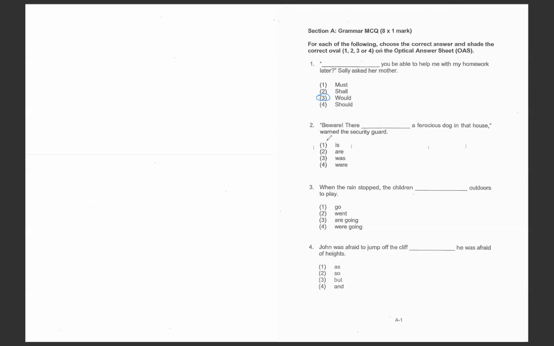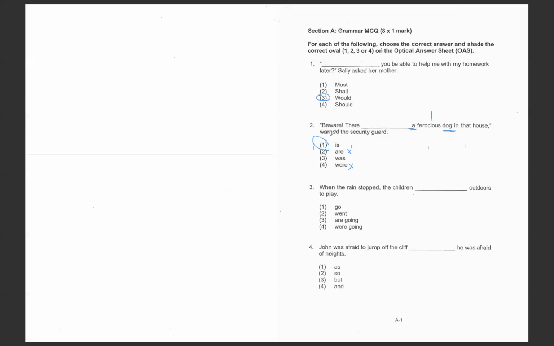Okay, moving on. Question 2, the answer is 1. Now, why is it is? There is a ferocious dog. I want to highlight the word dog. So there's only one dog in that house. So one dog, it's a single. So you don't want to use are or were, because this means that there are multiple. It's more than one, but it's only one. And why is it present tense, not past tense? Because the ferocious dog is still in that house.